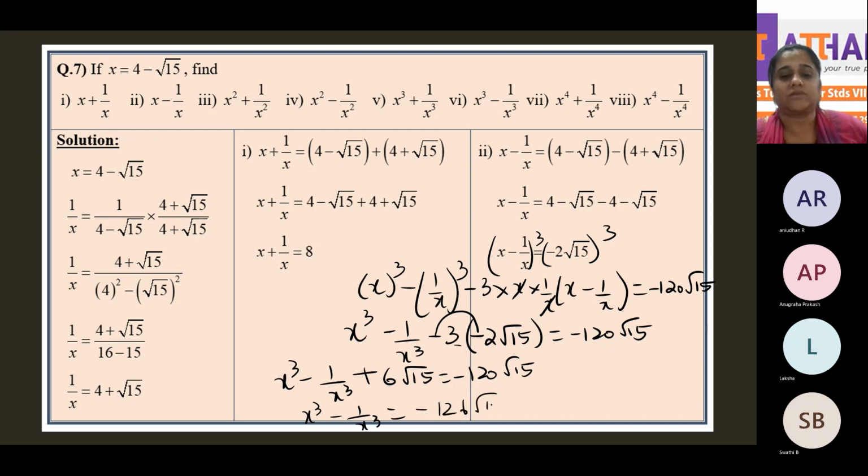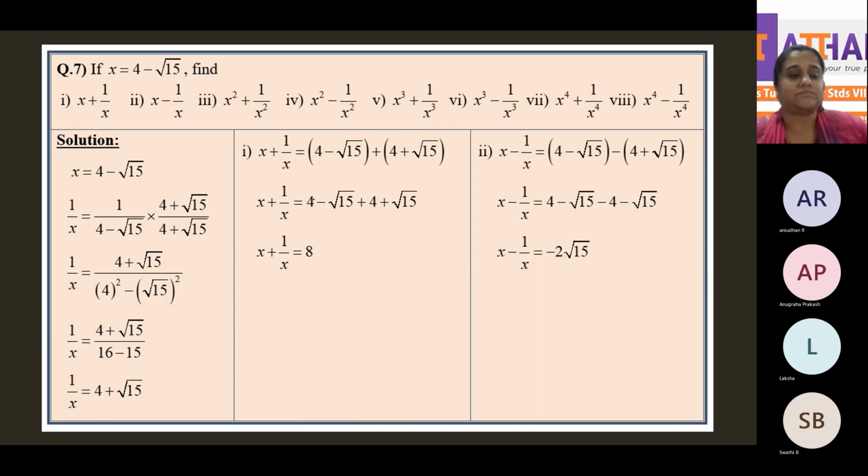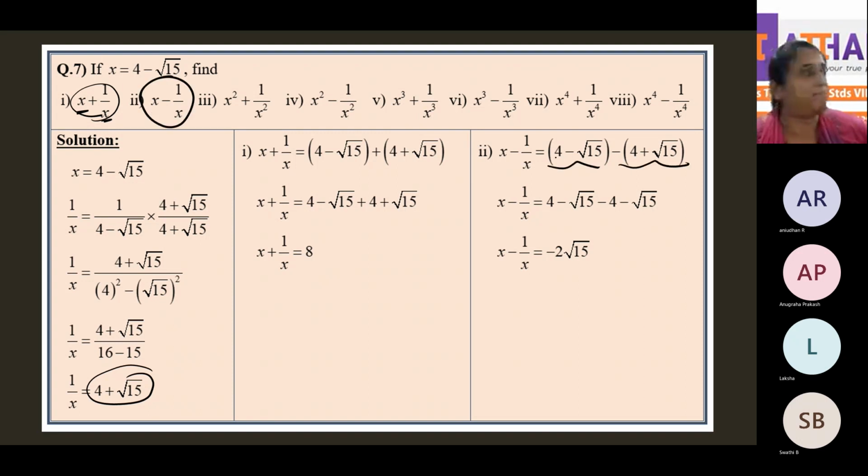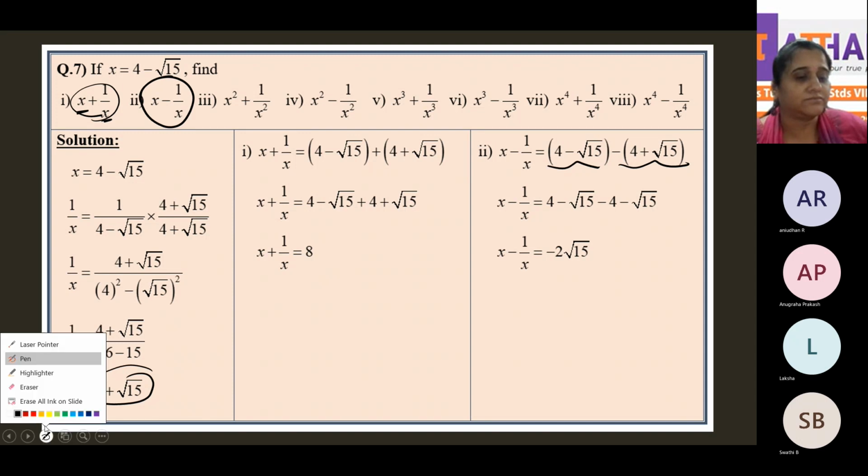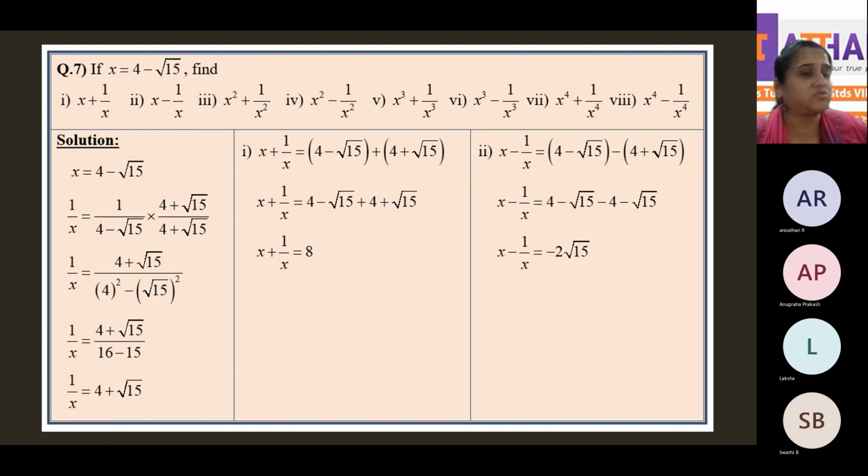All right, children. So now what you should understand is, remember like this. To find x plus 1 by x, you should have x and 1 by x, add them. To find x minus 1 by x, write x, write 1 by x and subtract. How do you find x squared plus 1 by x squared? Square this on both the sides, or you can even square the other one on both the sides.